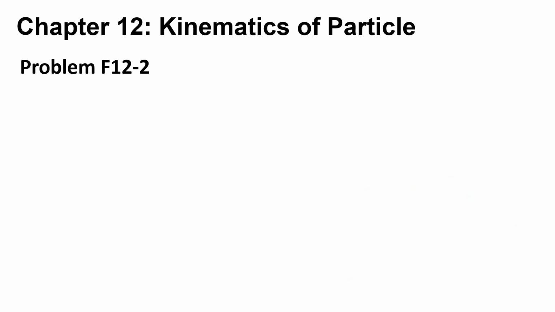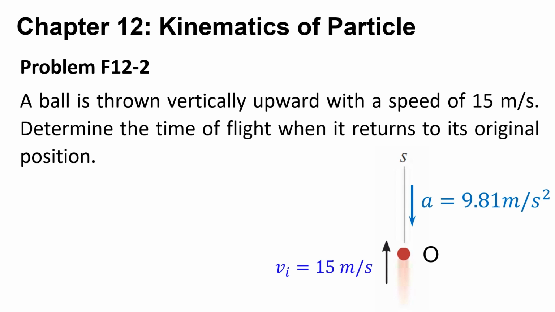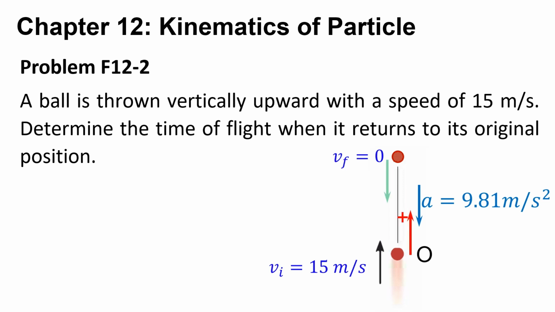The second fundamental problem. A ball is thrown vertically upward with a speed of 15 meters per second. Determine the time of flight when it returns to its original position. Here the ball is thrown vertically upward against gravity with an initial speed, vi, of 15 meters per second. As the ball is moving upward against gravity, its speed will reduce until it comes to rest, or its speed becomes vf equals 0. Then it reverses its direction and moves downward.